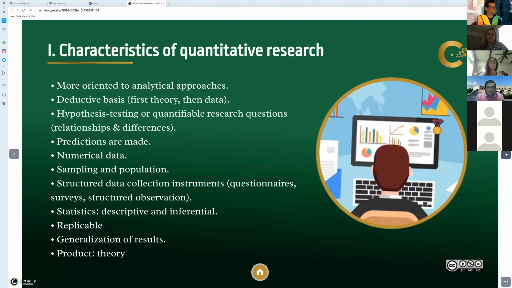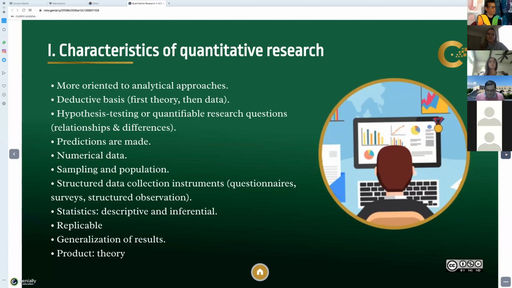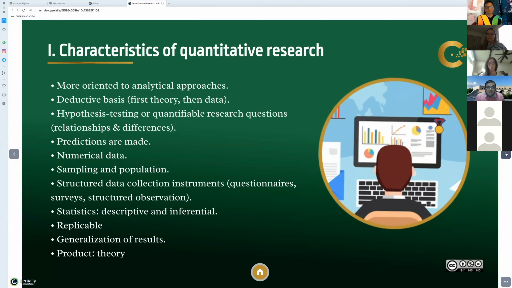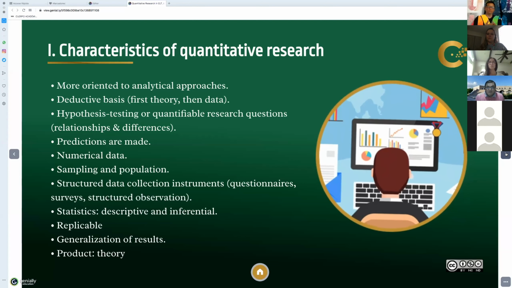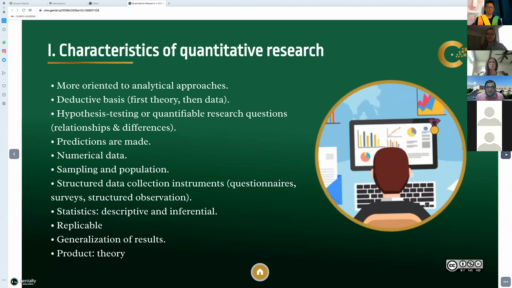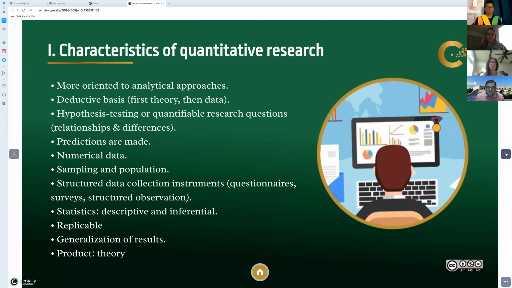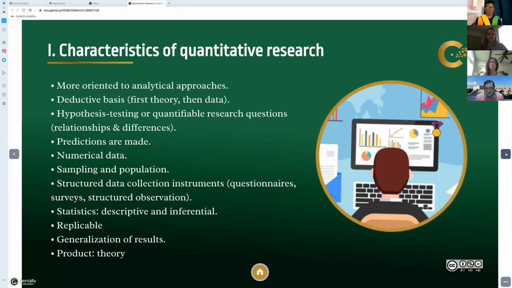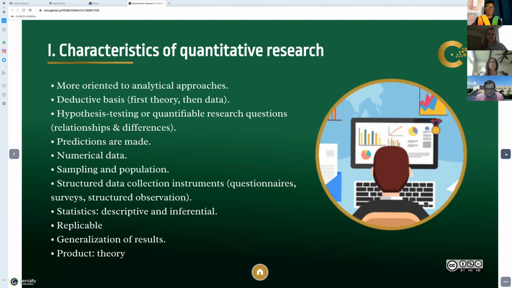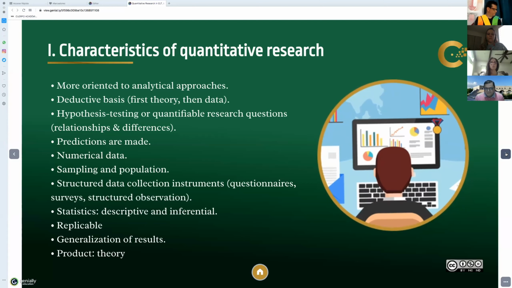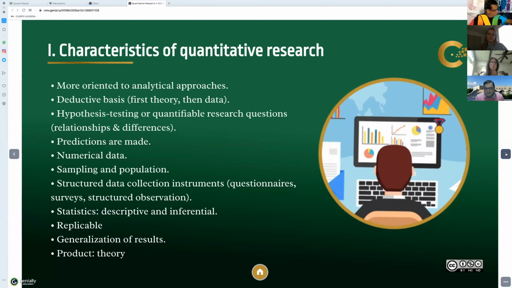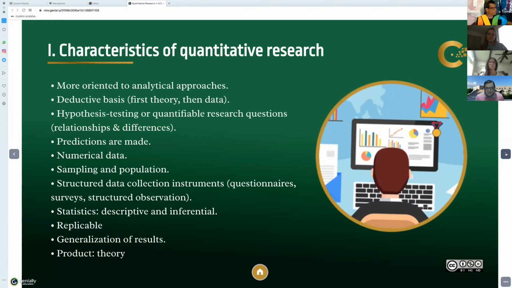And one more characteristic is that deductive basis is very interesting in this type of research. Meaning that first we investigate about the theory of the phenomenon being researched, then we collect data, as opposed to the other approach, which is first data, then theory. I won't be talking about that, but it's just a comparison.